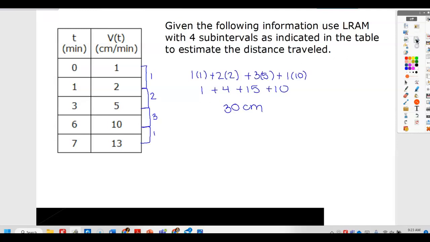So same rectangles, same widths of 1, 2, 3, and 1. Now I am looking at LRAM. So I'm going to start with all of the heights. And this one I get 30 centimeters. So 30 to 55 is a pretty big difference when we're talking about total distance. So we look at those and we say, all right, LRAM, RRAM, bad interpretations of this data. Let's do it one more time using my trapezoid method and see what we get now.